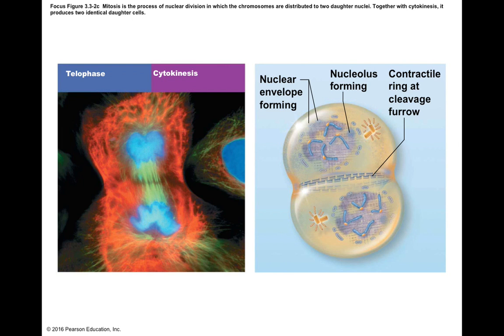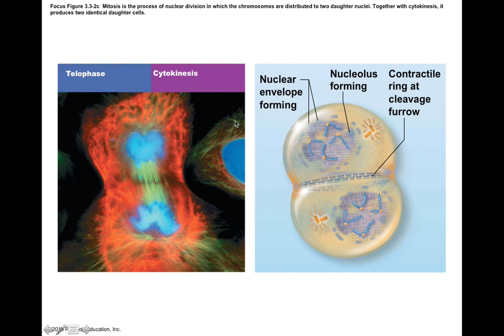Now, the last phase of M phase is called telophase. Telophase is characterized by the formation of what we call a cleavage furrow. This cleavage furrow is basically where the cell starts to form an infolding, which will eventually pinch away and form two cells. Also during telophase, the nuclear envelope is reformed, so chromosomes are repackaged into a new nucleus. And this contractile ring starts to occur at the cleavage furrow as well.